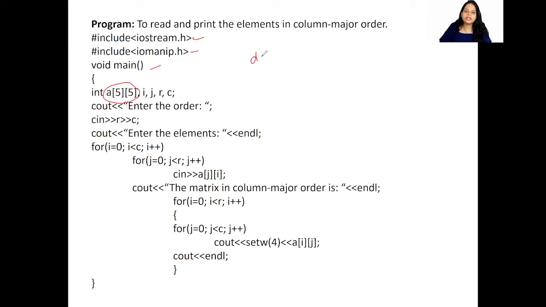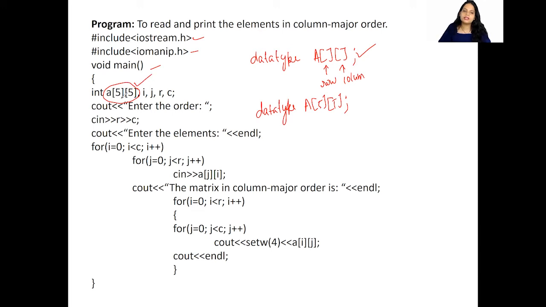The syntax for declaring a two-dimensional array is similar to the 1D, but here we mention the data type and then the array name, which is similar, but then we have two pairs of square brackets. This one is going to mention our row and this is the column. We can either declare it like this, or we can have the data type and directly give the number of rows and columns. That is what we have done here. We are saying that it has 5 columns and 5 rows. Next we have i, j, r, c.